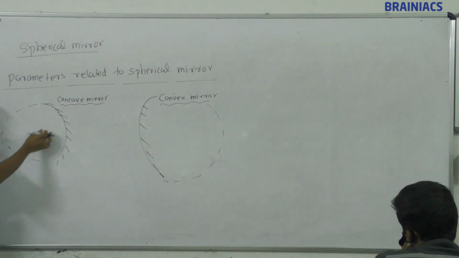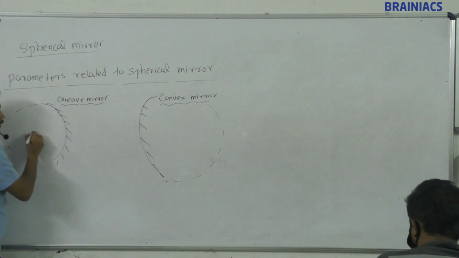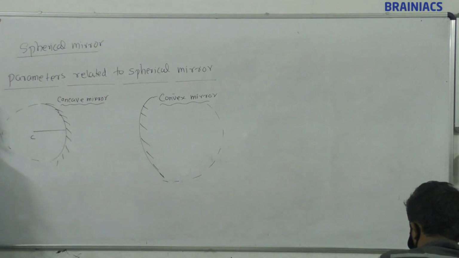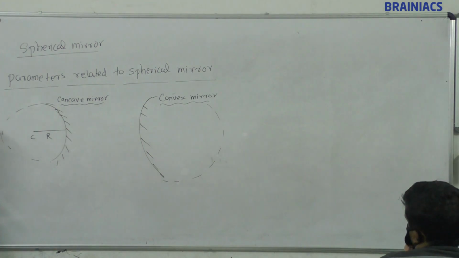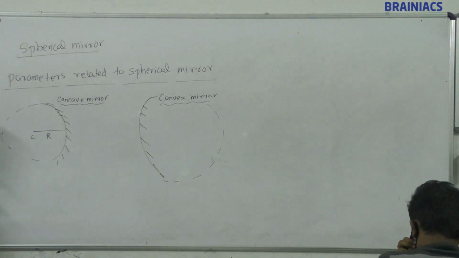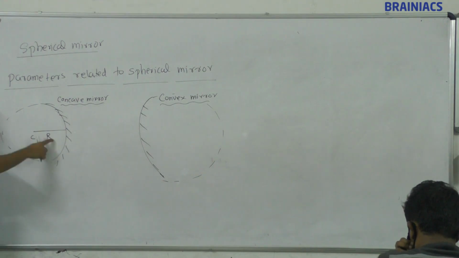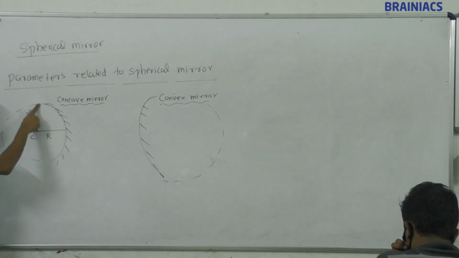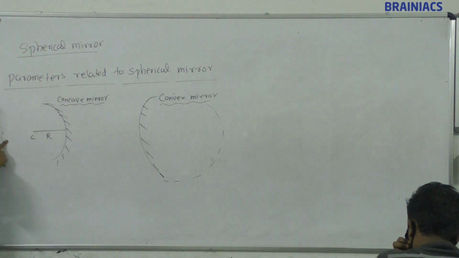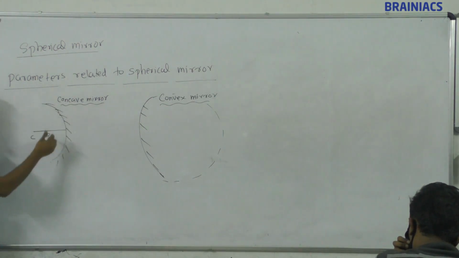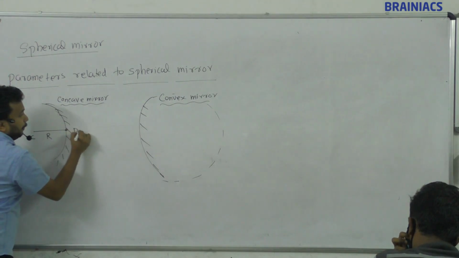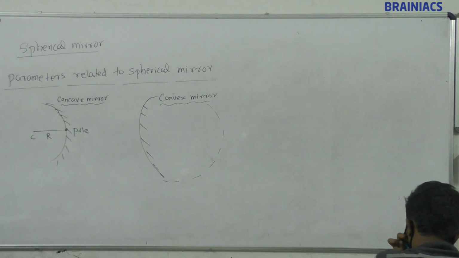This circle, the center of curvature. Center of curvature to this spherical distance is called radius, or also called radius of curvature. Simple terms only, nothing else. So center of curvature, radius of curvature. If you have taken this much portion of the spherical mirror, the piece in the center portion is called pole.